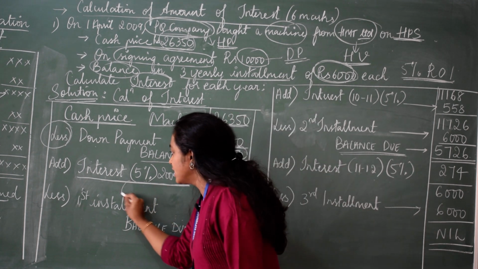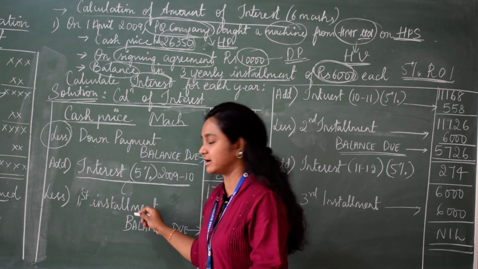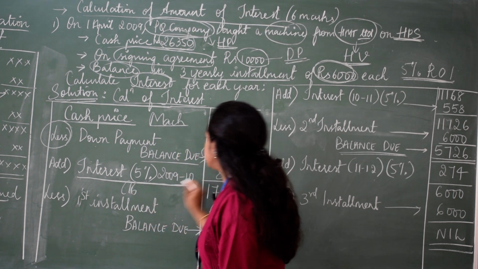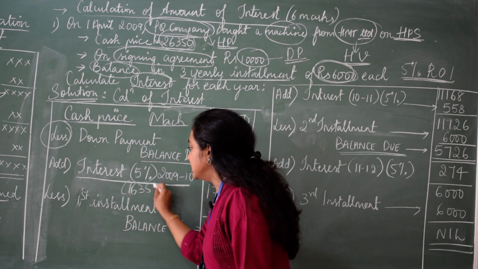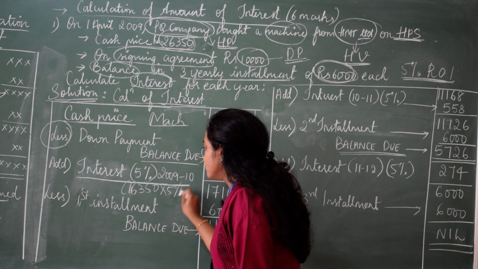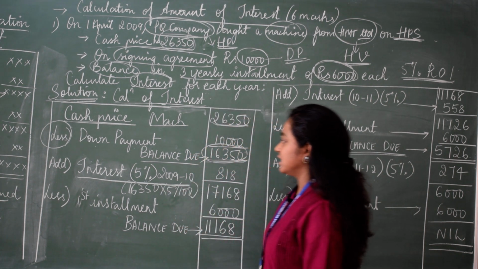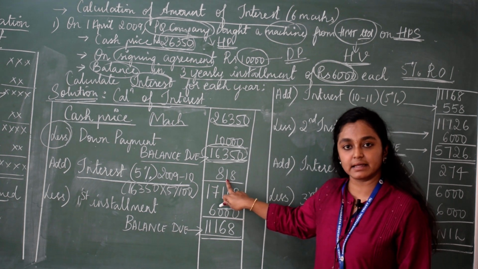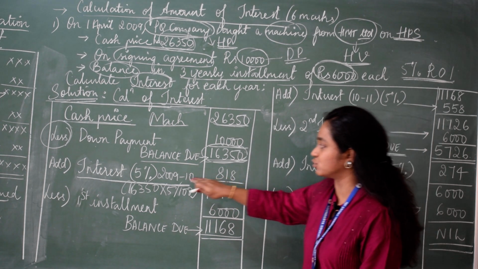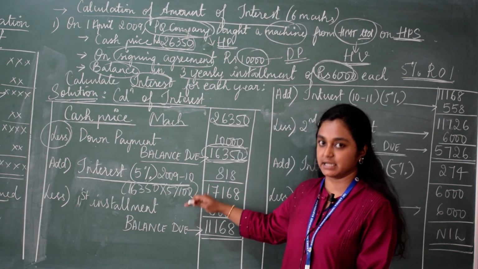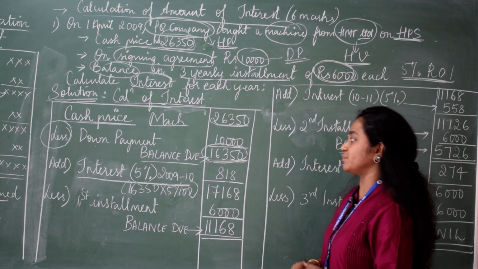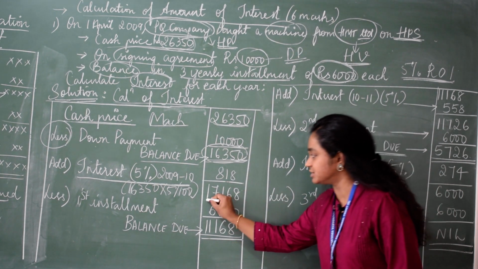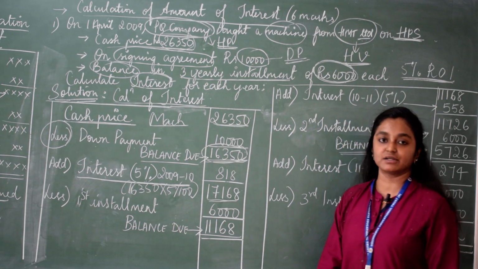If you want, you can write down the calculations here or in the working notes elsewhere. 16,350 was the balance. On this I am applying 5% interest, which amounts to 818 rupees. This is the interest for 2009-10, that is the first year. Now adding this interest, I am amounting to 17,168 rupees.